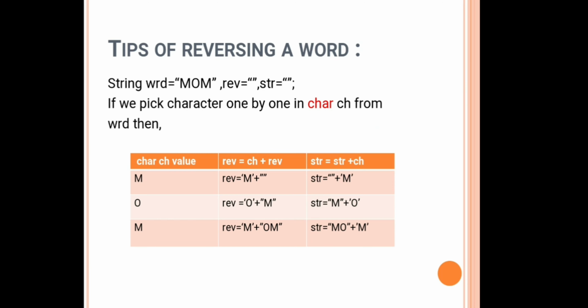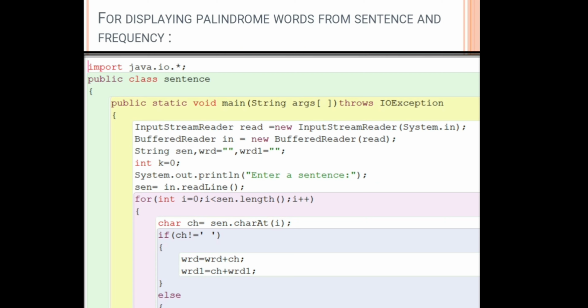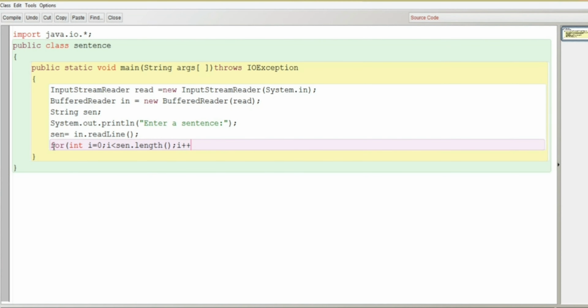Here I am taking one word and checking whether its reverse word is a palindrome or not. And now I want to tell you how I am going to take one sentence, pick one word from that sentence, and check for each word whether it is a palindrome or not. But in this program, one thing is missing. What is that thing? You have to check it.